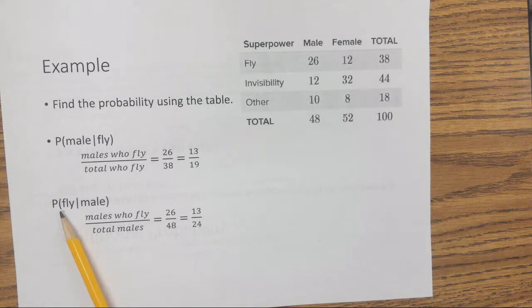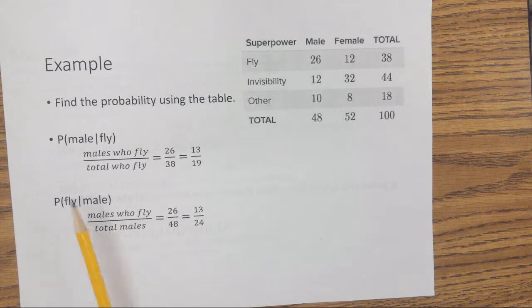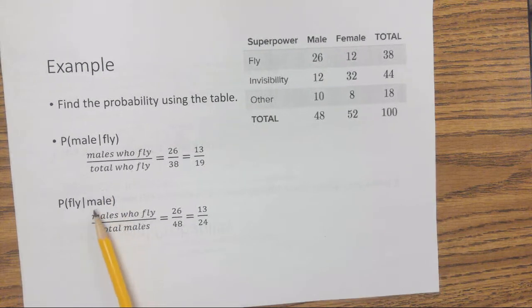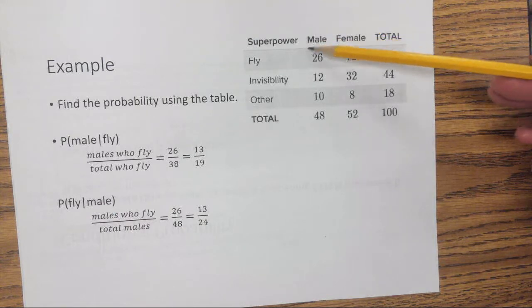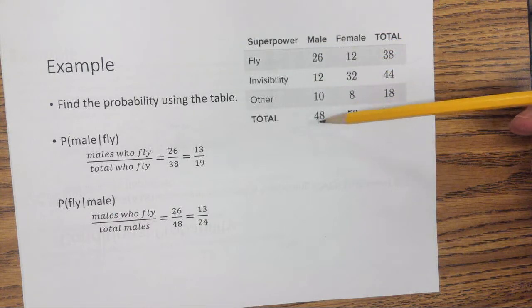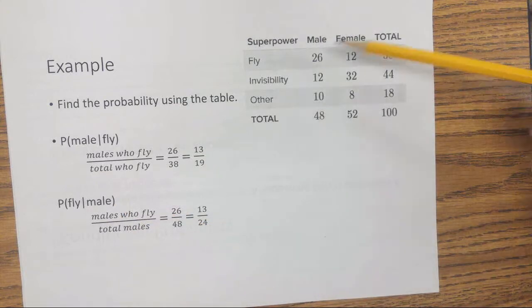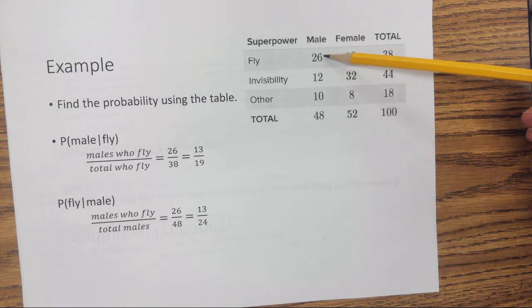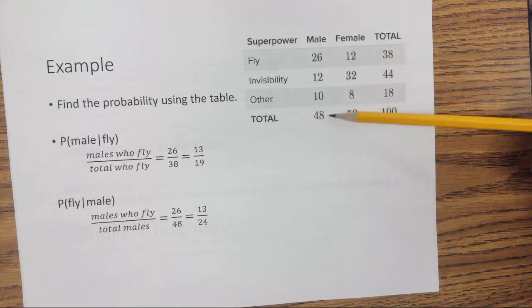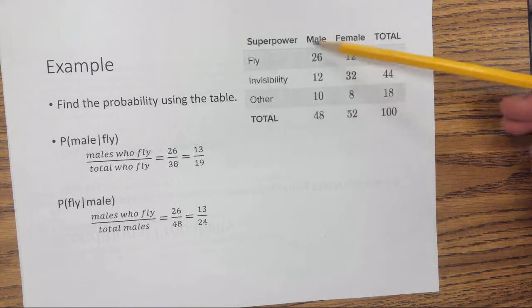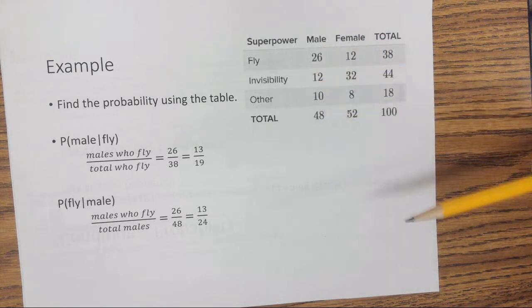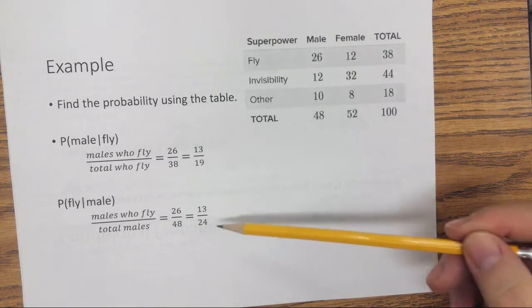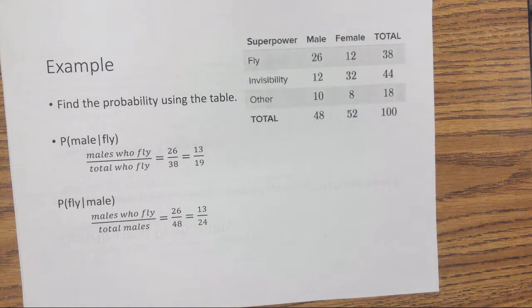Now here's one: the probability that they fly given that they're male. So I know that they're male, and I'm only concerned with this column right here because that's what I know. What's the probability that if I pick one of them, they're going to fly? Well, there are 26 who fly out of a total of 48 males. That's the group I'm looking at. So it's 26 out of 48, or in other words, 13 out of 24.